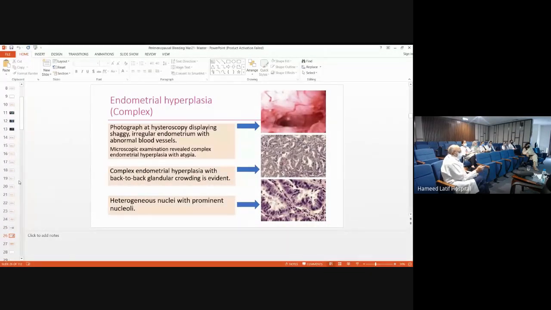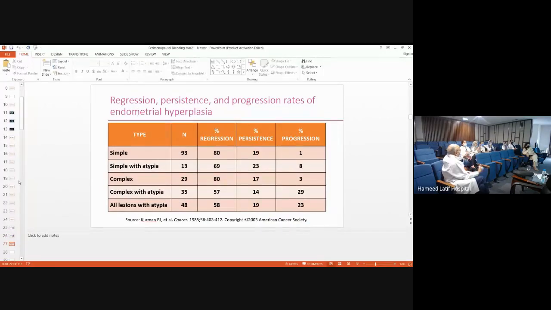अब एक चीज जब hyperplasia की हम बात करते हैं तो उसमें important चीज ये आती है कि how does any hyperplasia progress, regress or persist? अगर आप यहाँ पे देखो तो simple में out of 93, 80 regressed, 19 persisted and only 1 progressed. Whereas in complex or complex with atypia, उसमें 29% जो है they progress to cancer. So therefore atypia is something which is important here.